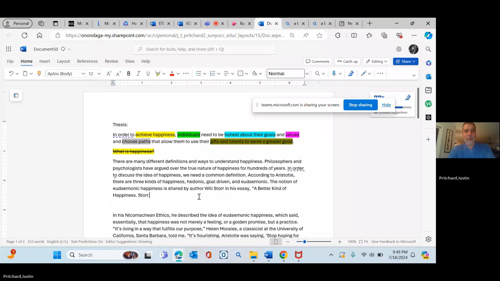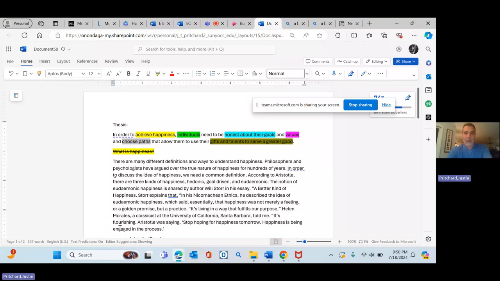Storr explains that, and now I'm going to go in and bring in my quote. If I'm introducing a quote in this way, Storr explains that, comma, quote, and I'm just going to bring my quote right here. And I'm going to take this.